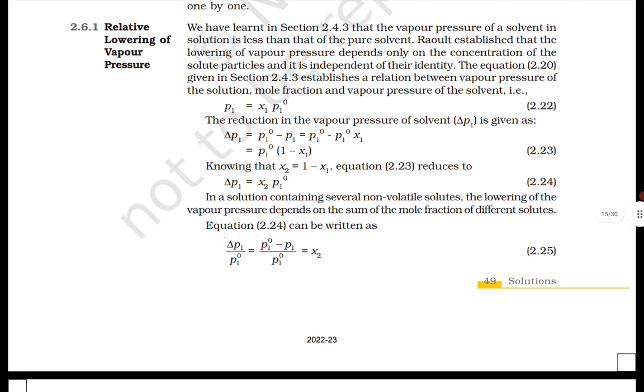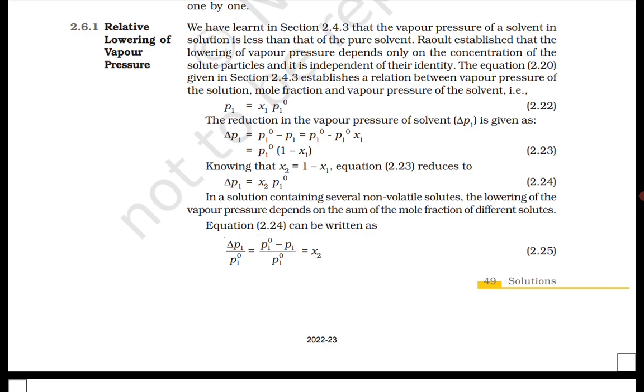Equation 2.22. The reduction of the vapor pressure of the solvent, ΔP1, is given as ΔP1 = P1° − P1 = P1° − P1° x1 = P1° (1 − x1). Equation 2.23. Knowing that x2 = 1 − x1, equation 2.23 reduces to ΔP1 = x2 P1°. Equation 2.24. In a solution containing several non-volatile solutes, the lowering of the vapor pressure depends on the sum of the mole fractions of the different solutes.